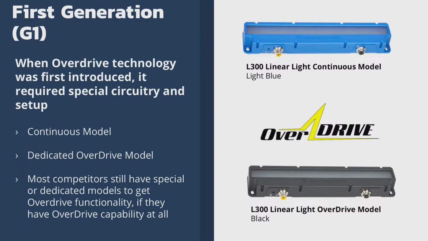But our first generation products, overdrive was so special, it required special circuits. The drive circuit, the power supplies, the things inside the light were not the same for a continuous model as they were for the overdrive model. This meant that we had to have a continuous model as a baseline, but then we had to make a separate but dedicated overdrive model. So you see in our early products that there was a continuous model like the blue one and an overdrive model like the black one. And we used the black and blue and some other color schemes to differentiate these so you knew what you were looking at. But there's a dedicated continuous and overdrive model.